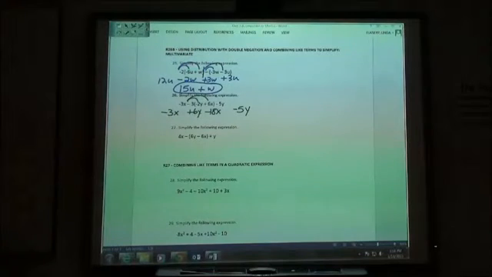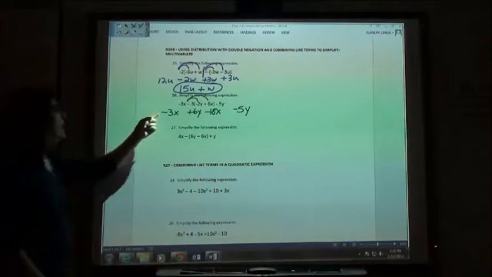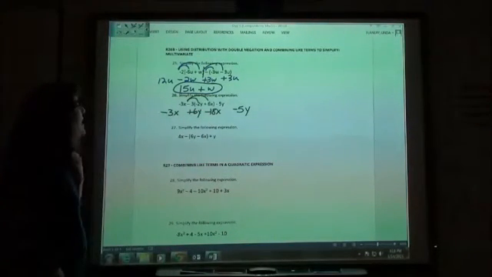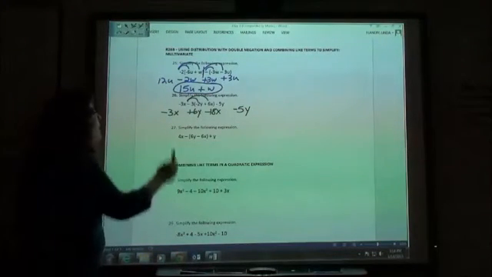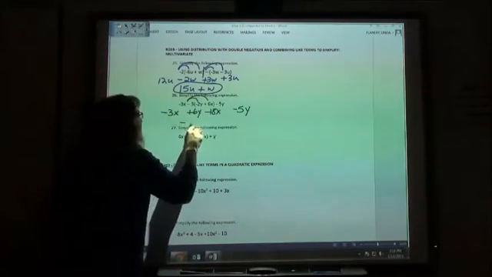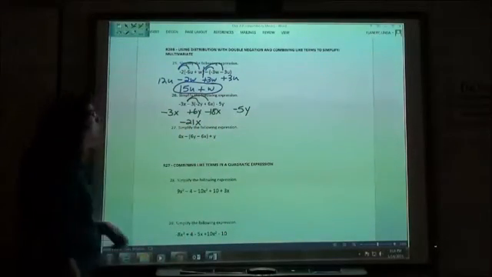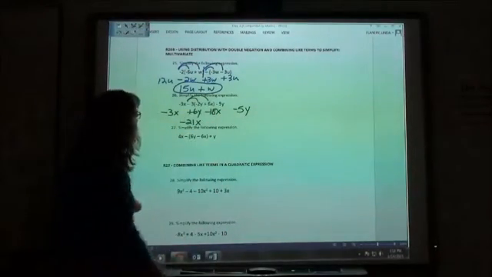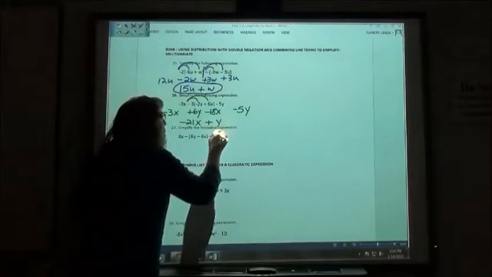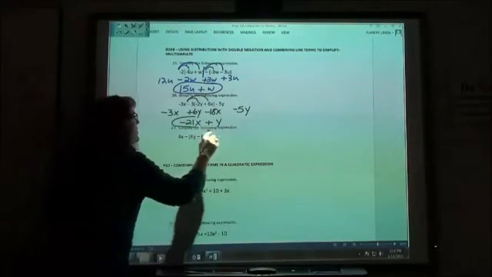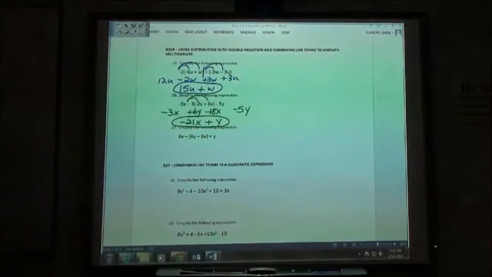Again, I'm then going to just combine my like terms. A negative 3x minus an 18x, I add and keep the sign: 18, 19, 20, 21, negative 21x. 6y minus 5y. 6 minus 5 is positive 1, so I just get plus y. I don't need the 1 in front. So negative 21x plus y.